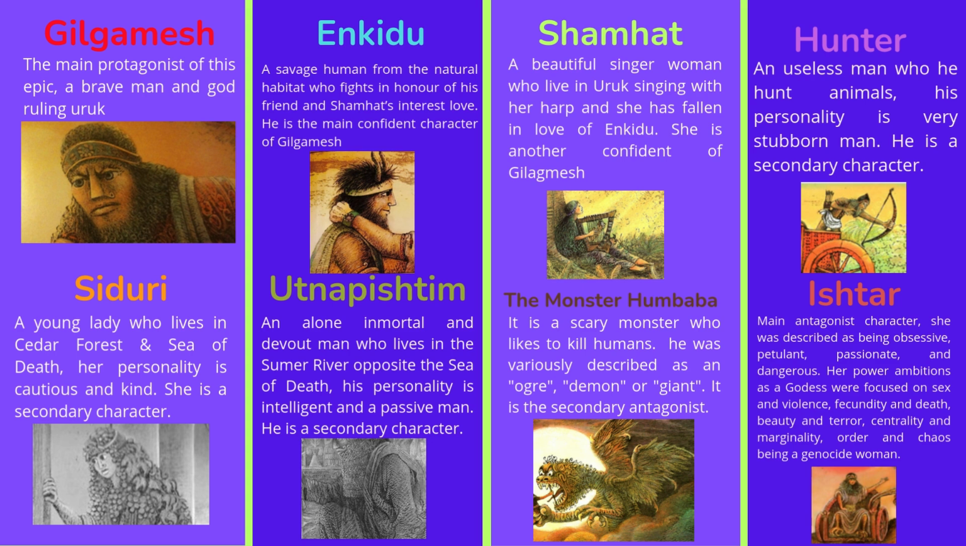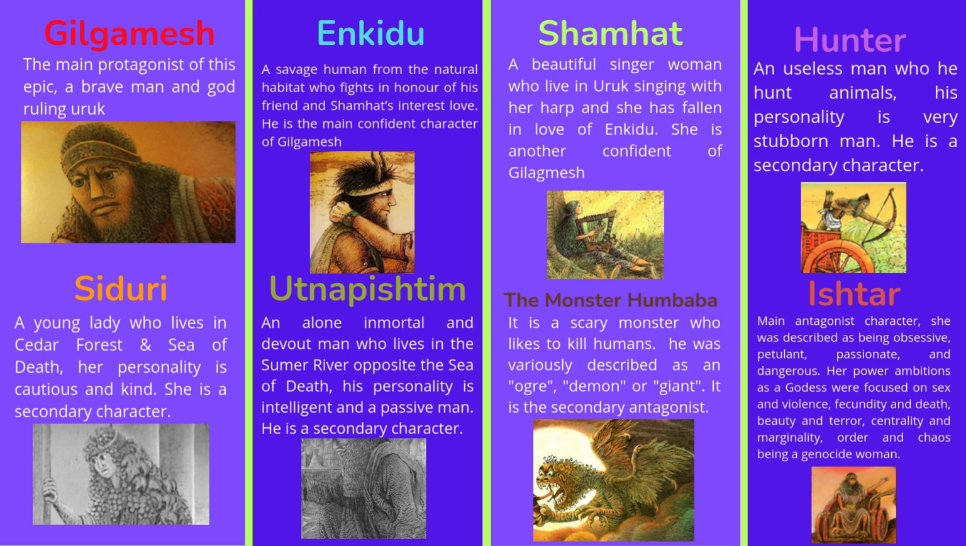The fifth character is Siduri, a young lady who lives in the cedar forests and the Sea of Death. Her personality is courageous and kind. She is a secondary character. The seventh character is the monster Humbaba. It is a scary monster who likes to kill humans. He was variously described as an ogre, demon, or giant. It is a secondary antagonist character.